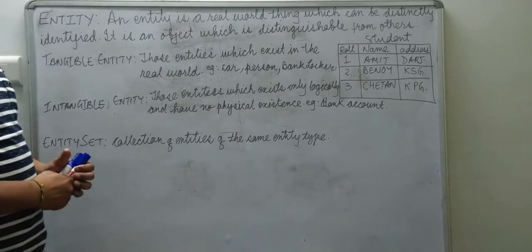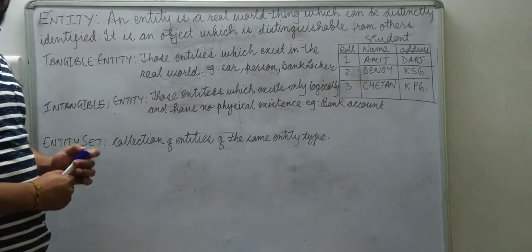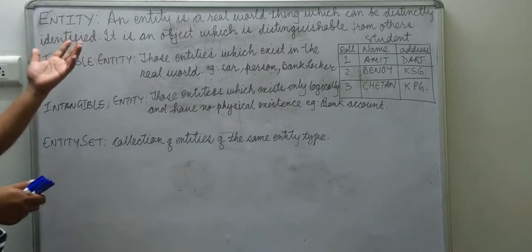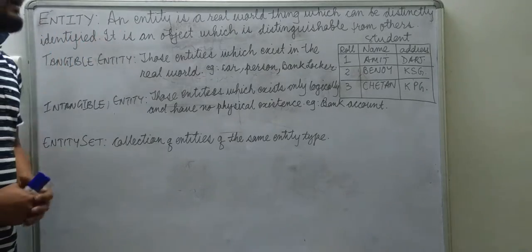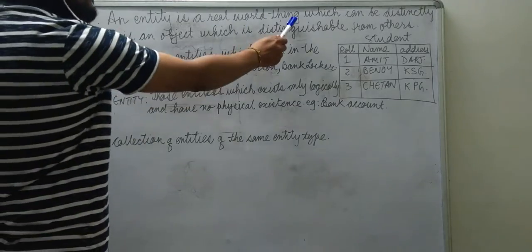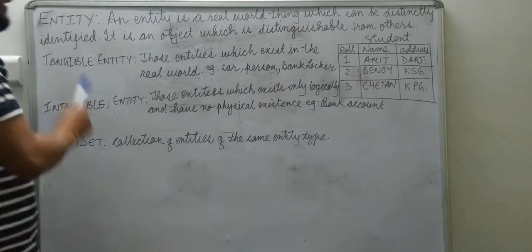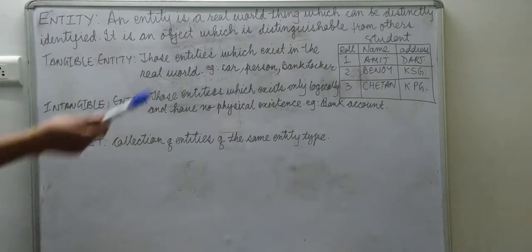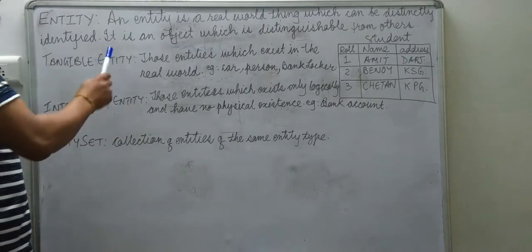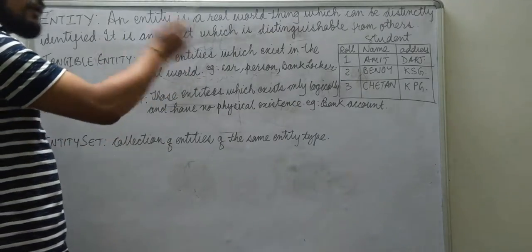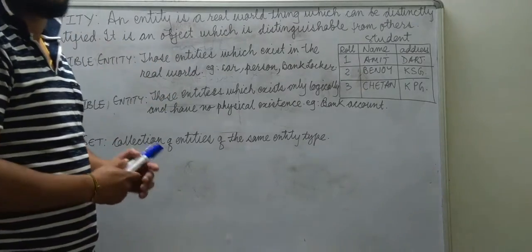Today's topic is about entity. Let us see what this entity is. Here is the definition. An entity is a real world thing which can be distinctly identified. It is an object which is distinguishable from the others.